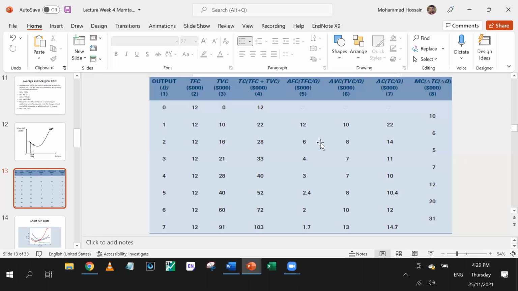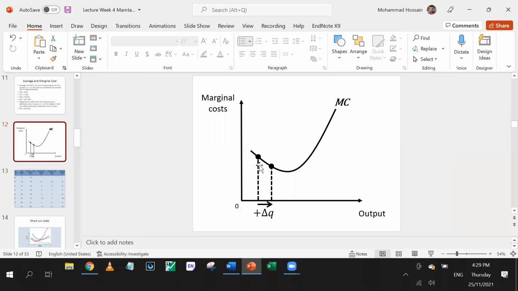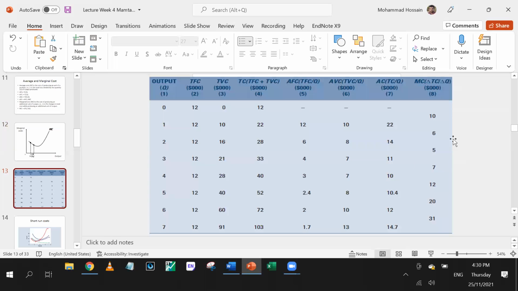Let's have a look in here. So you see the marginal cost when the output increases. This output is increasing, so marginal cost is decreasing. But after a certain stage, it starts to increase. That's what we said. The marginal cost at first will drop, then again it will start to rise. You can see from the numbers too, it is dropping at the beginning, 10, 6, 5. Now it starts to increase, 7, 12, increasing.